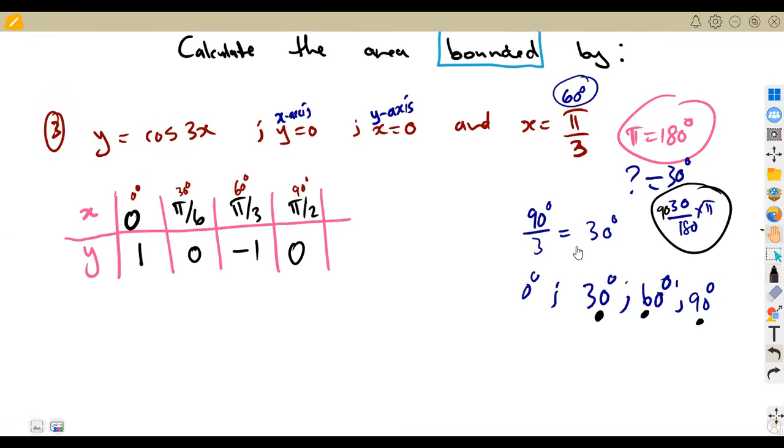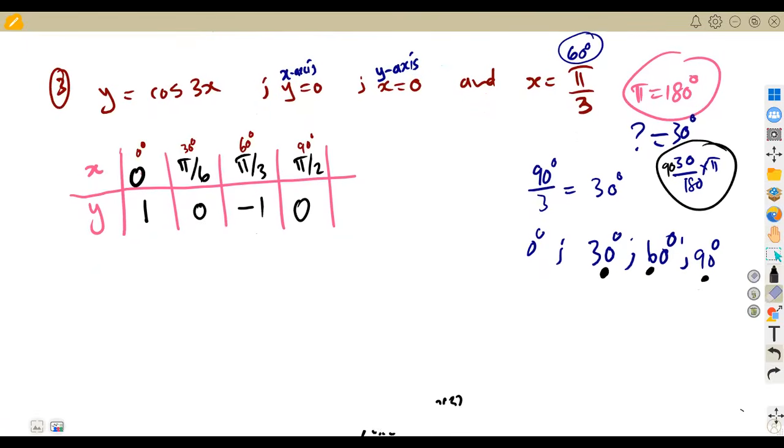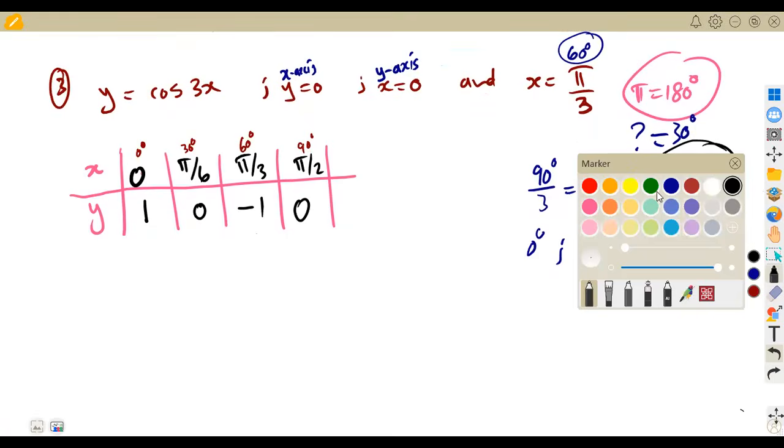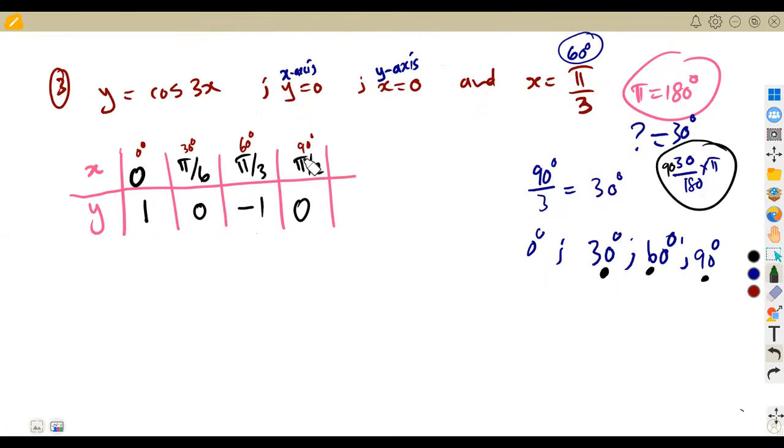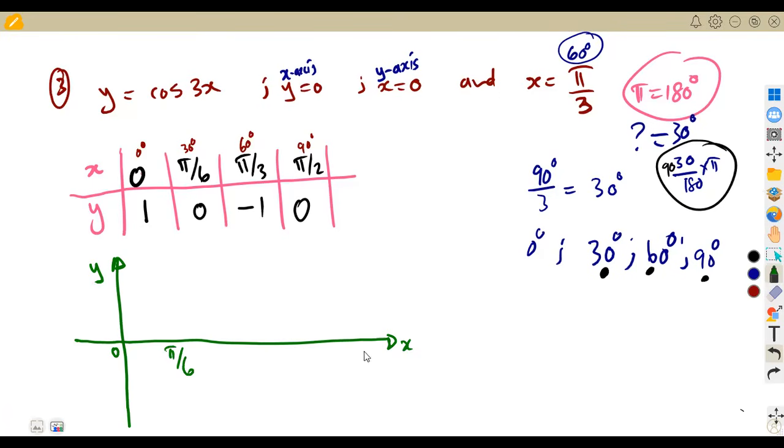So with these values that we have, what we can simply do is make our sketch. Now we can have our sketch from 0 to 90 degrees. That is from 0 to pi over 3, but just extend it so that you can properly see how your graph is supposed to look. So that is our x values here. We've got our y values from 0 to pi over 6. So that's pi over 6. Then we move on to pi over 3, then we've got pi over 2 for 90 degrees.